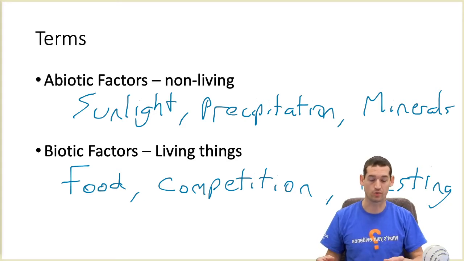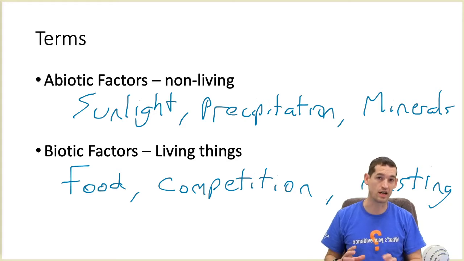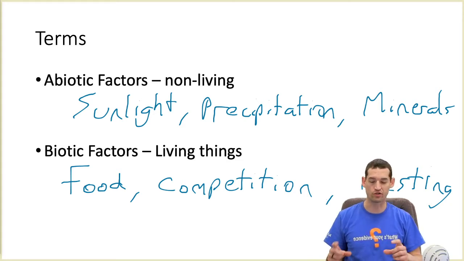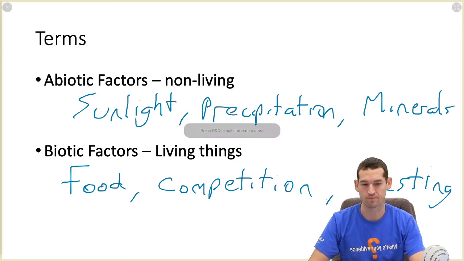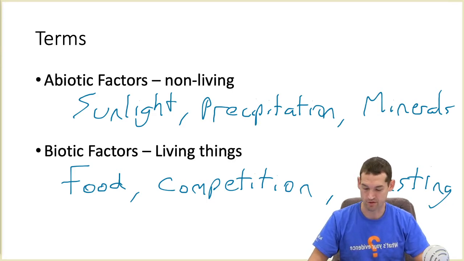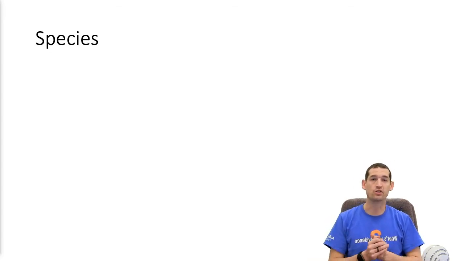So when we're going through this, we're going to look at the abiotic factors and we're going to look at the biotic factors and how they both influence them. So make sure, especially those two terms, that you're really pretty clear on those terms. All right, let me jump out of here. Okay, the next term you need to know is a species.